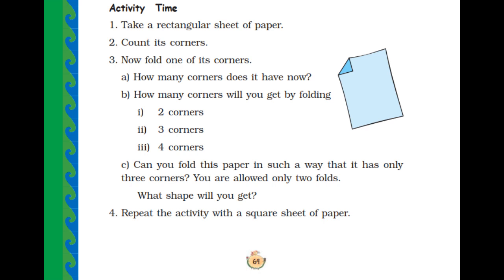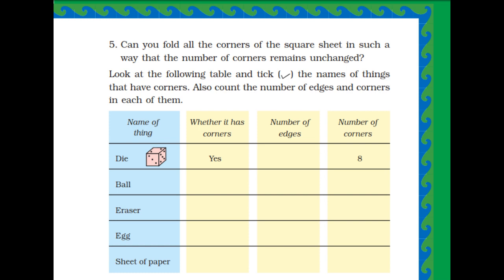Now repeat the activity with a square sheet of paper. Can you fold all the corners of the square sheet in such a way that the number of corners remains unchanged? Yes, we can fold it. Now look at the following table and tick the names of things that have corners. Also count the number of edges and corners in each of them.